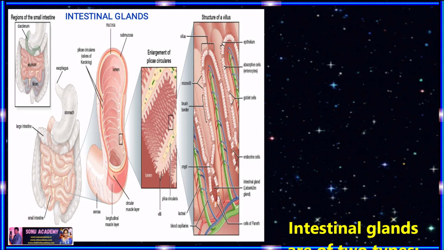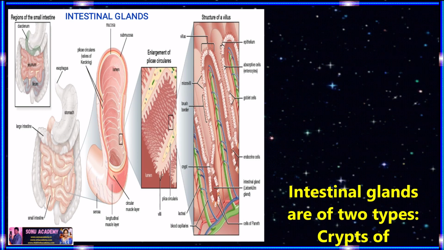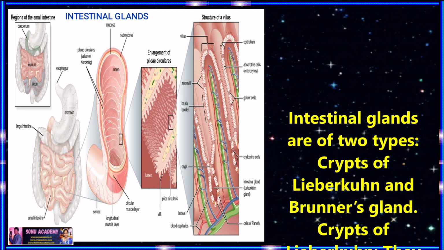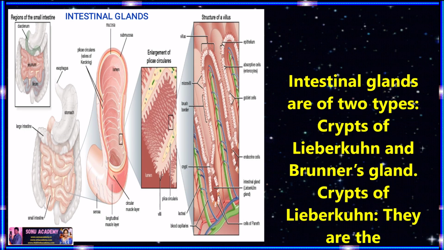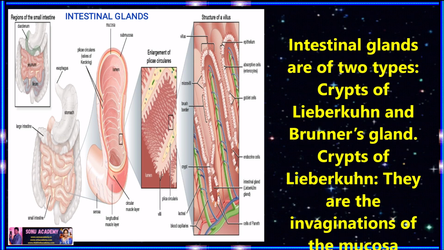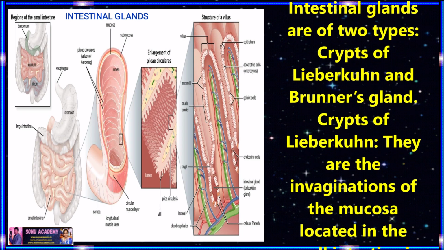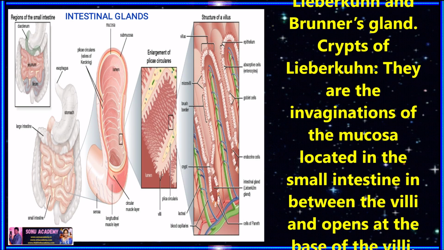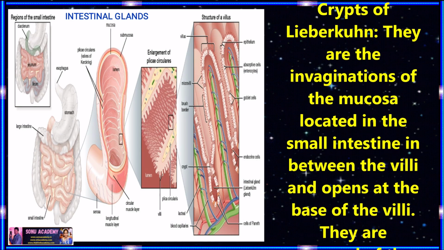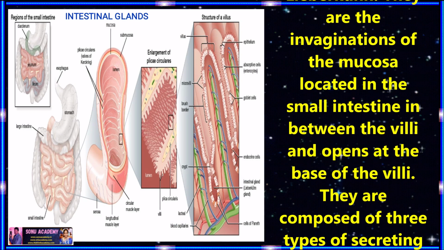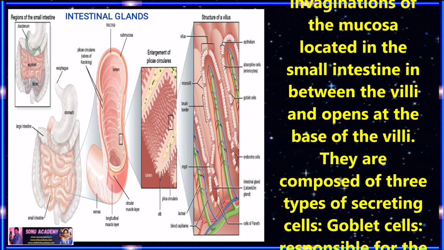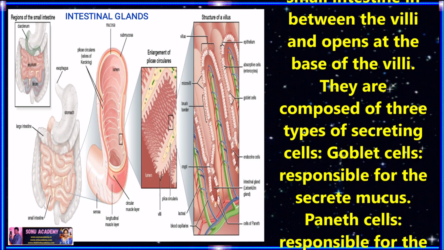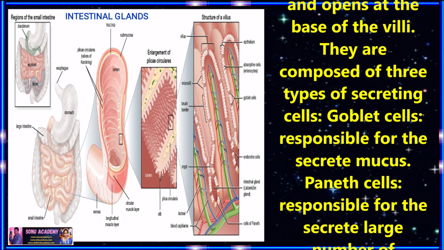Children, now let us discuss intestinal glands. Here two types of intestinal glands are present. First are called crypts of Lieberkuhn and second is Brunner's gland. Let us discuss what are crypts of Lieberkuhn. These are invaginations of the mucosa located in the small intestine in between the villi, at the base of the villi. They are composed of three types of secreting cells. First one is goblet cells, Paneth cells and enterocytes.